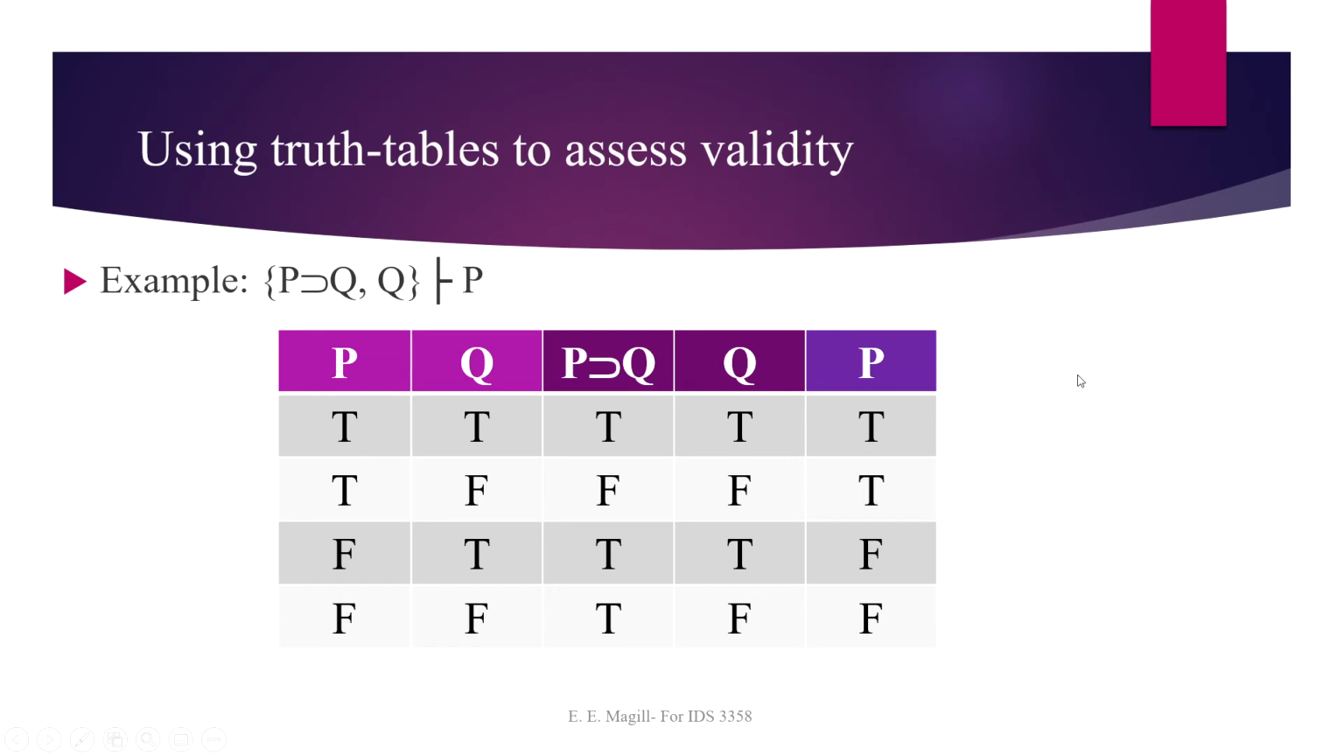So let's start by highlighting any rows that have all true premises. For this argument, that's row 1 and row 3. Now we check the conclusion on those rows. Row 1 has a true conclusion, so it's not a problem. But on row 3, the conclusion P is false. Row 3 shows that it is possible to have all true premises and a false conclusion at the same time, so this argument is invalid.